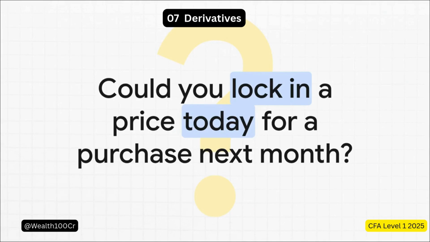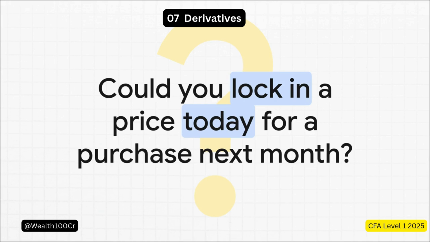So before we jump into the big words, let's just think about a simple question for a moment. Imagine you need to buy, let's say, a big bag of rice next month for your family, but you are worried, what if the price of rice goes up by then? So the question is, is there any way for you to lock in the price today for the rice you need to buy next month?